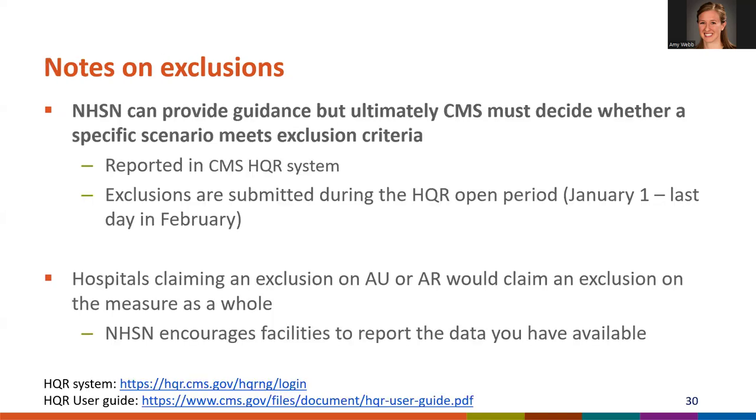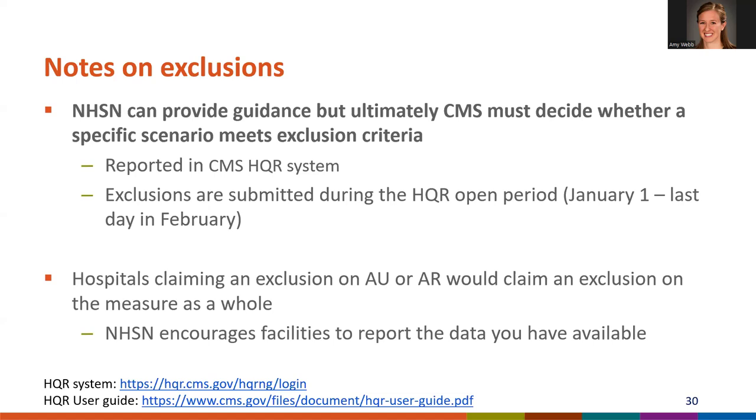So we have some notes on the exclusions because we've gotten a lot of questions about them. Ultimately, NHSN can provide guidance, but CMS must decide whether a specific scenario meets the exclusion criteria. The exclusions are reported in the CMS HQR system, submitted at the same time as the attestations or other data are reported. So that's during the HQR open period, also known as January 1st through the last day in February each calendar year. So exclusions for calendar year 2024 will not be reported into the HQR system until January and February of next calendar year, 2025.